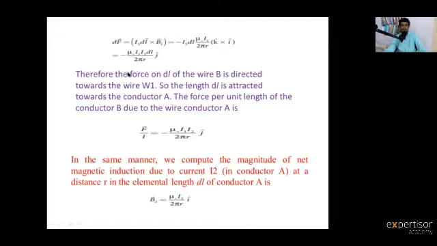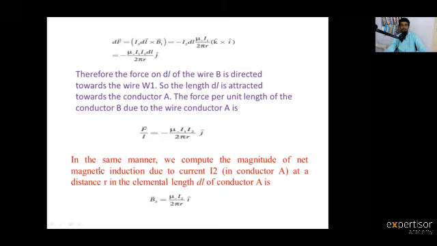That means this is the small amount of force. This is the force per length. So that's why this equation converts into F by L equals minus mu naught I1 I2 divided by 2 pi r into j cap.